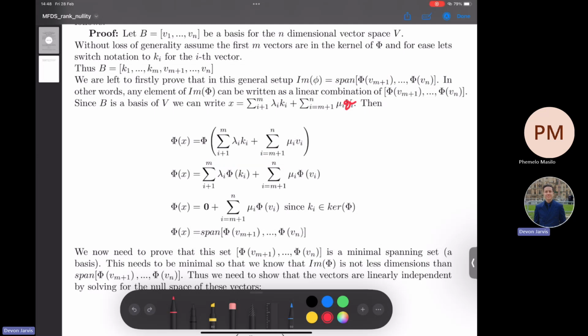Okay? Now we use one of our properties from last week. We know that linear mappings are distributive.